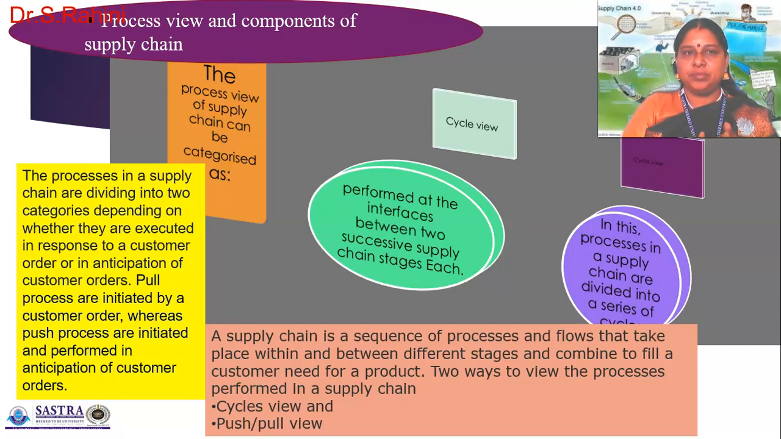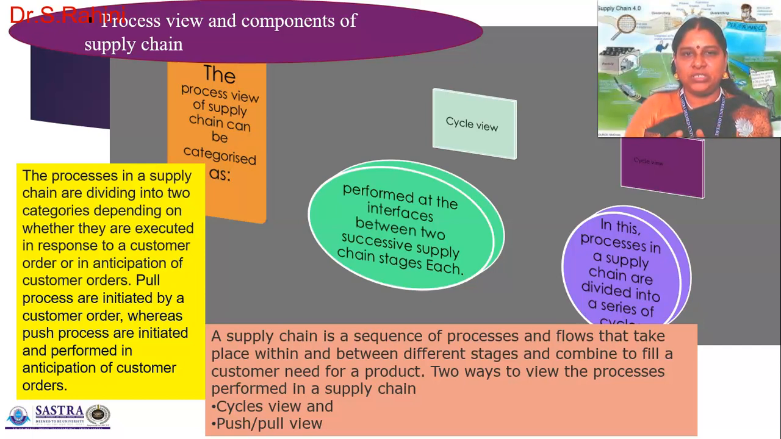The processes in the supply chain are divided into two categories depending on whether they are executed in response to the customer order or in anticipation of the customer order. Pull processes are initiated by a customer order, whereas push processes are initiated and performed in anticipation of a customer order. So this is the basic difference you should know regarding push and pull.